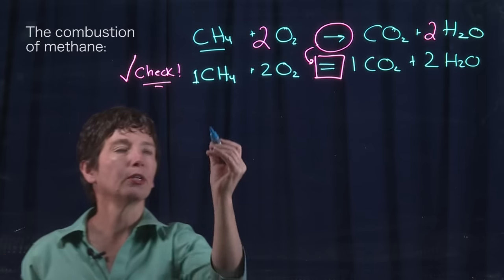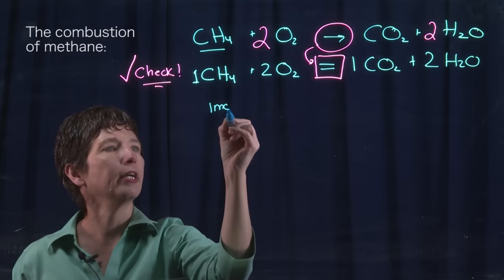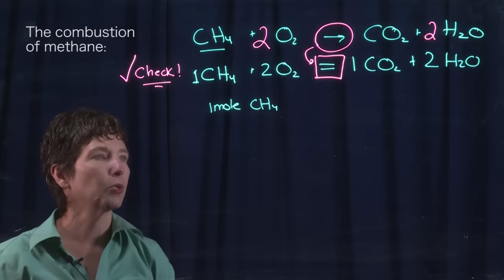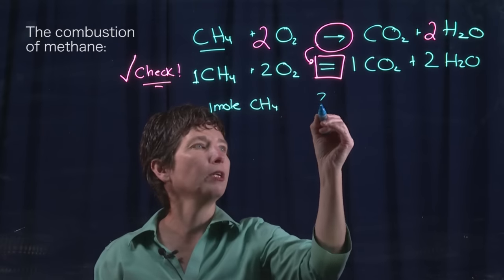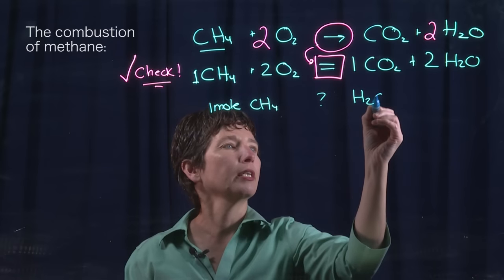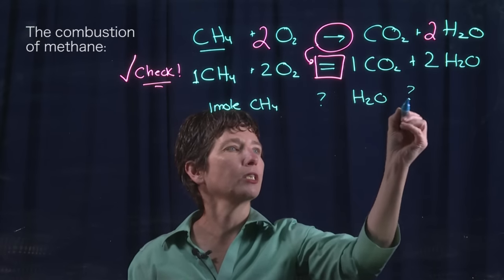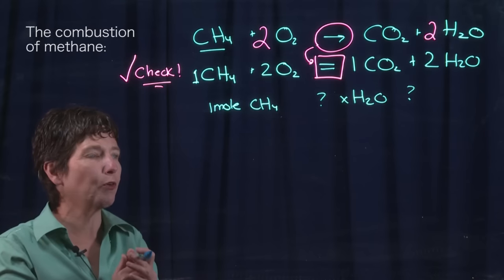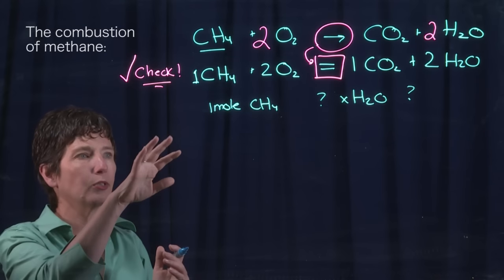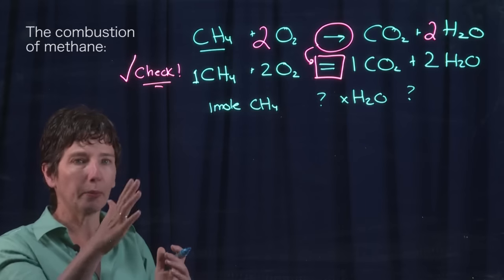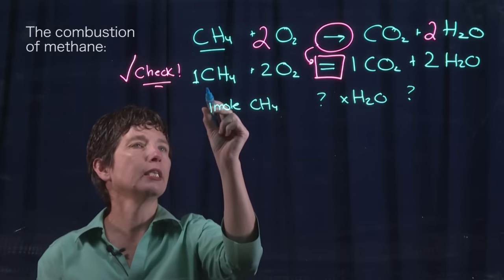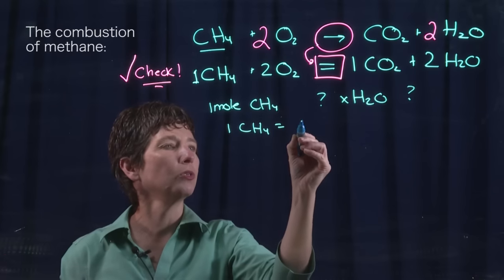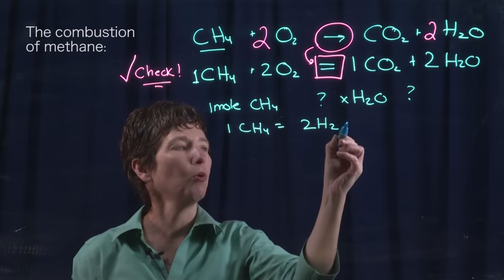So for example, if I have 1 mole of methane, and I have all the oxygen in the world that I need, how many moles of water can I make? That's the question. This is fairly straightforward in this problem, but I want to show you that I can answer that question by using the magic 1, by recognizing that 1 methane equals 2 waters.